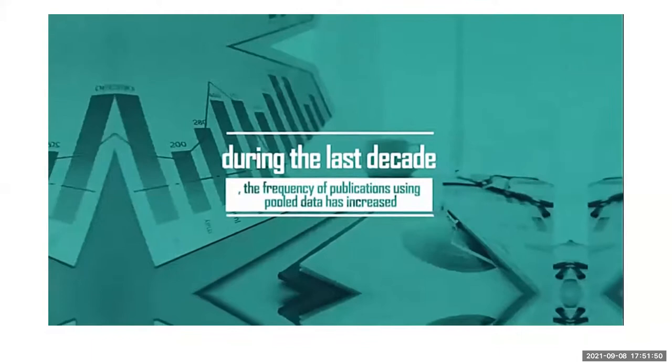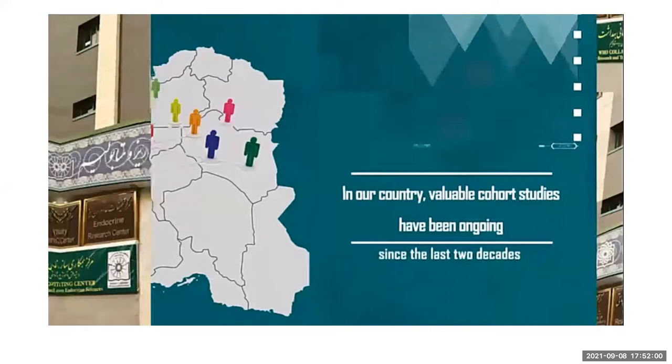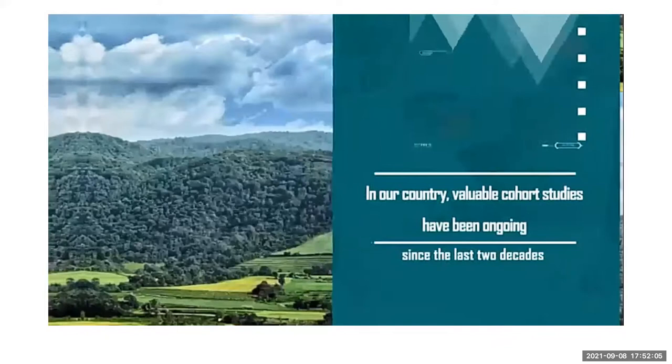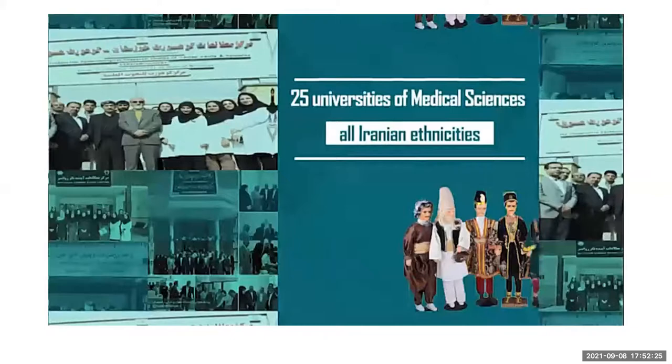In our country, valuable cohort studies have been ongoing since the last two decades. Tehran Lipid and Glucose Study, TLGS, Isfahan Cohort Study, and Golestan Cohort Study are among the first population-based cohort studies with 15 to 20 years of follow-up. Recently, the Persian cohort study has been conducted by 25 universities of medical sciences based on the stratification of all Iranian ethnicities.